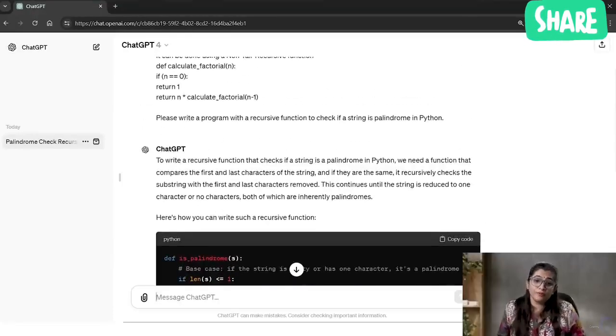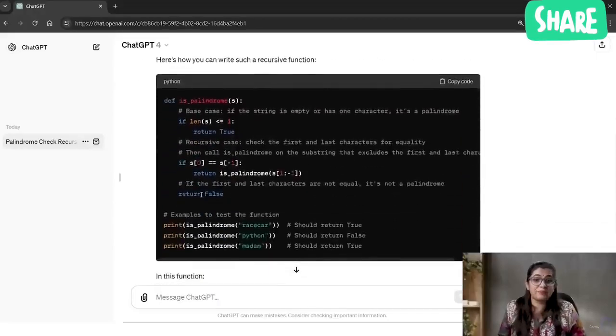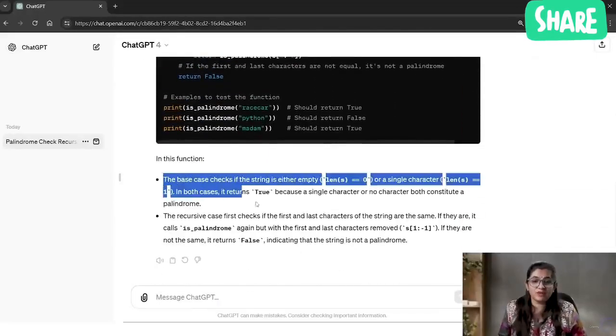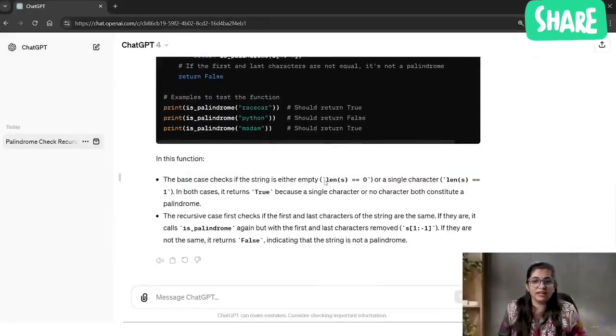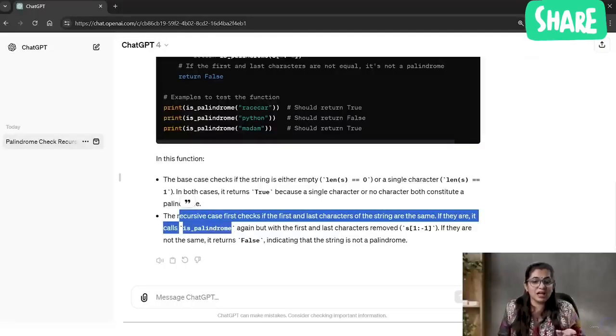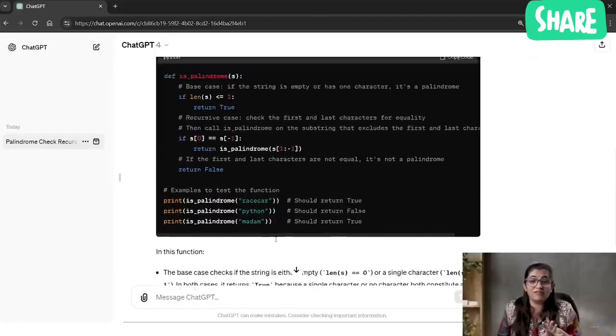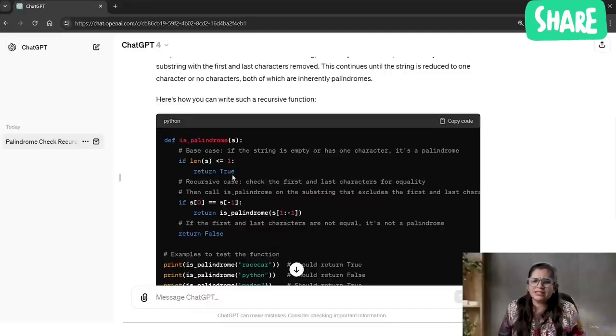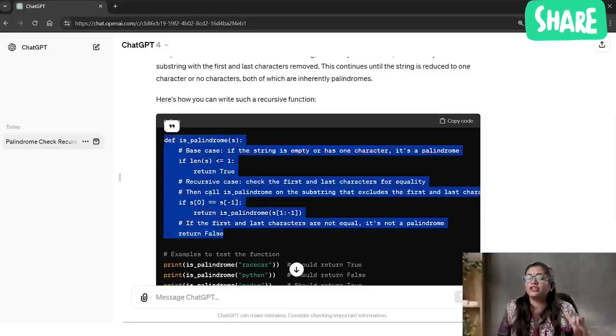In ChatGPT 4, it has explained what this function is and what it does: where the length is equal to 0, or a single character, what it will do. Both cases will be true. It returns true. What is the recursive case? First it checks if the first and last characters of the string are the same, then calls is_palindrome. It is telling you everything that the function is doing. This is equivalent, however it is a little bit optimized version of 3.5.